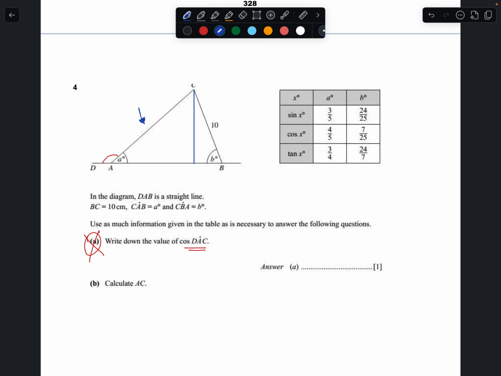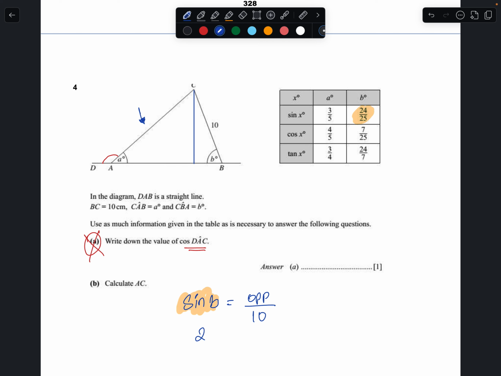So what I'm going to do is say sine of B is equal to the height, opposite, over the hypotenuse, which is 10. Sine B कहाँ से आएगा? Table से. So sine B is here, 24 over 25. That's what sine B is.